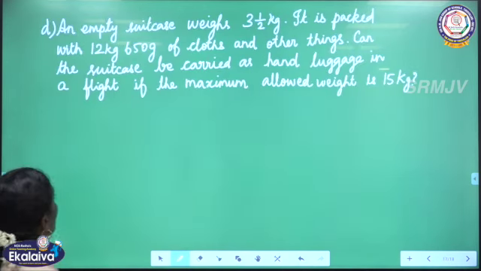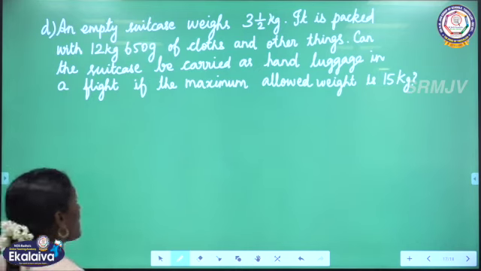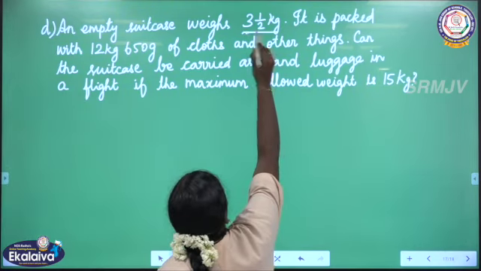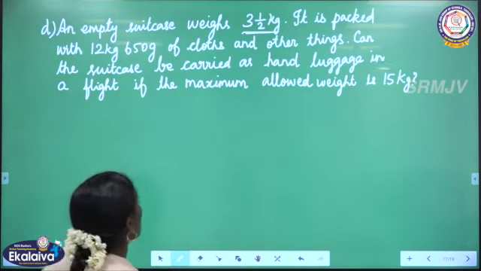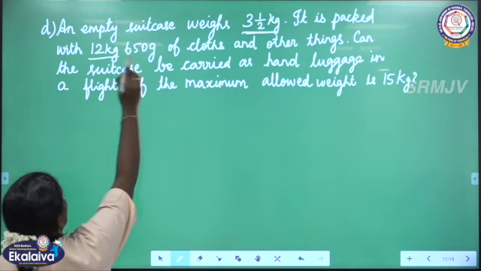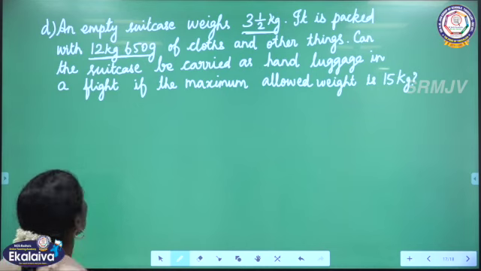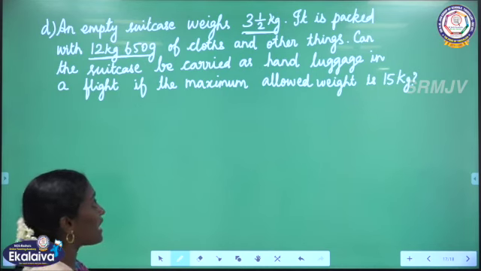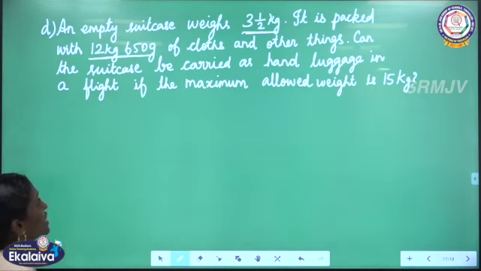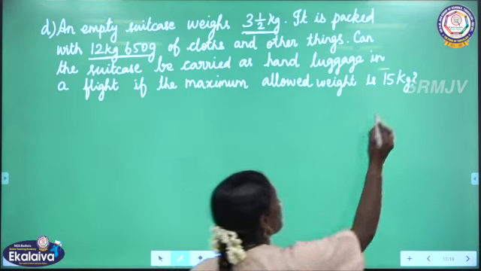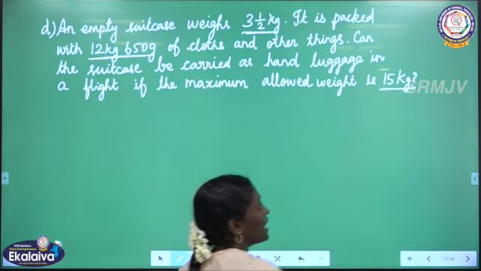The next one, an empty suitcase weighs 3 1/2, that is 3.5 kg. It is packed with 12 kg and 650 gram of clothes and other things. Can the suitcase be carried as a hand luggage in a flight if the maximum allowed weight is 15 kilogram?